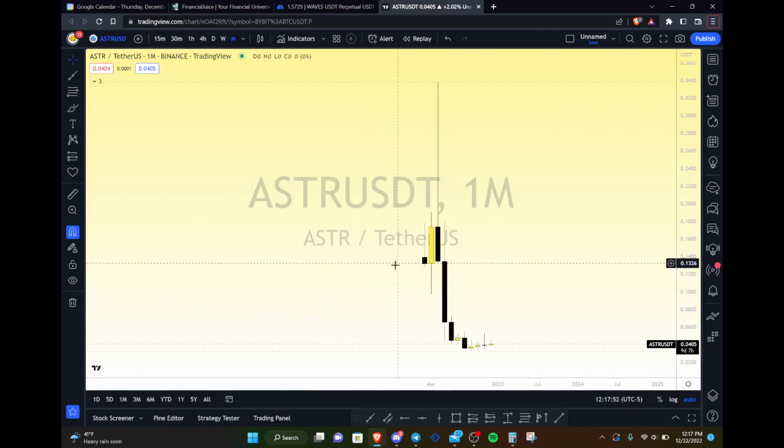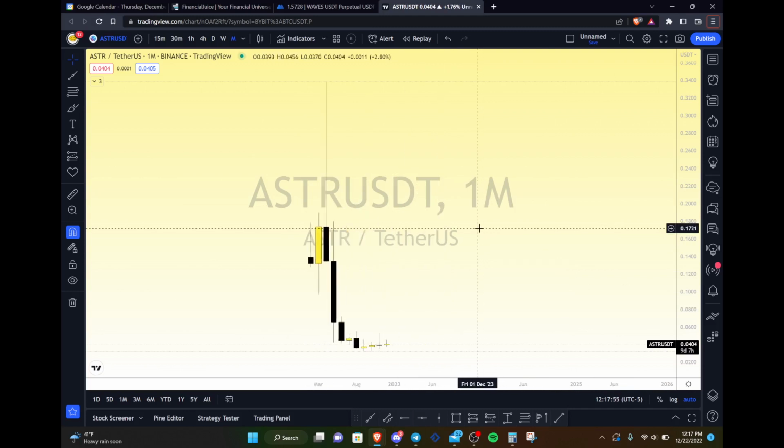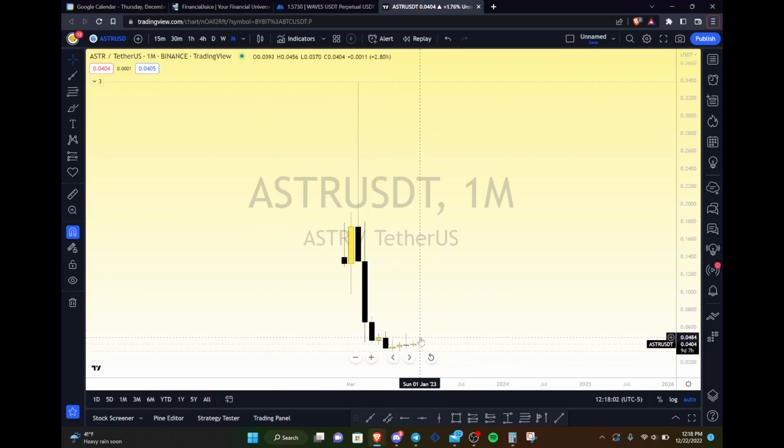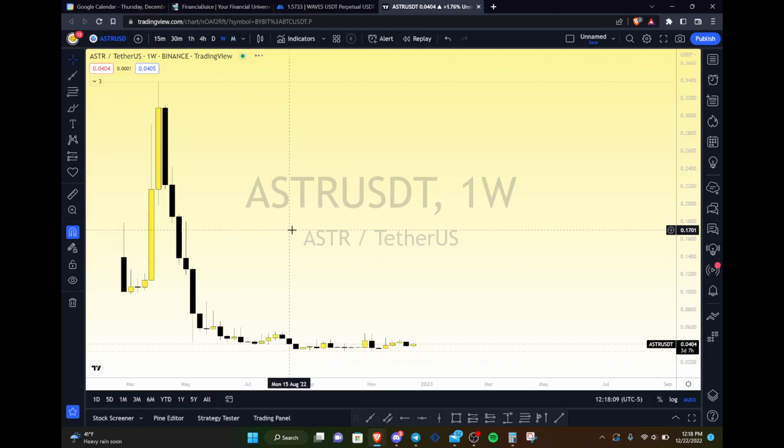All right, so ASTR. The monthly chart, not too much info, at least on the Binance chart, is the one that I found most information on. Not really a lot here. Obviously, we've had a nice drop, but over the last 3-4 months, we've been slowing down quite a bit. But let's go down to the weekly, see if we can get any more detailed information here.